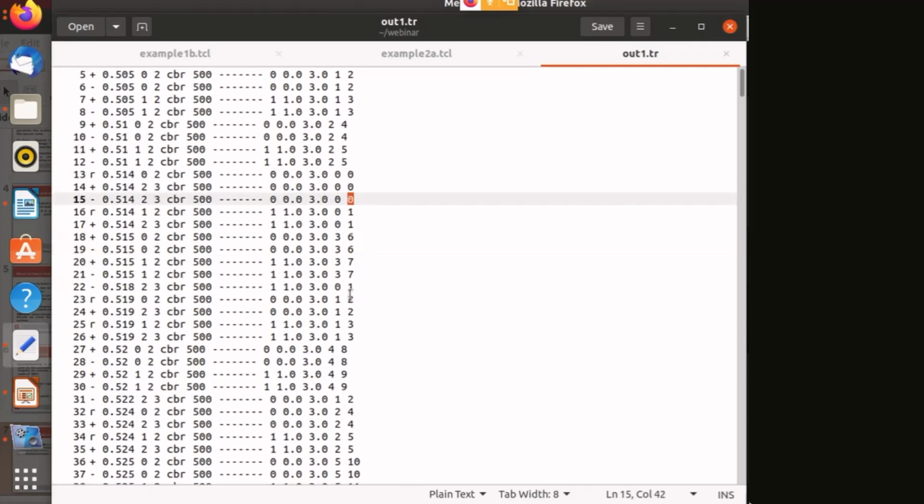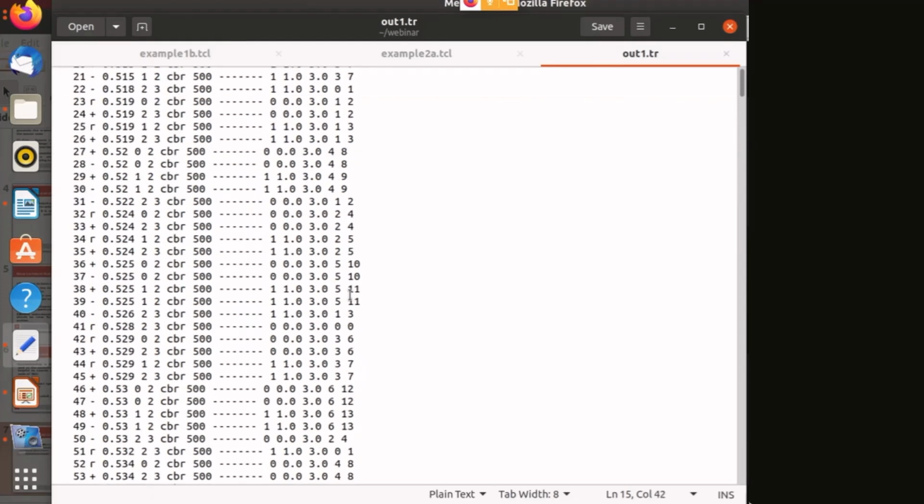Now see the node ID 0 again. Where it is written, I will scroll down. It is not here. Here. You can see it here. Node ID 0 is getting received at time 0.528. Means total delay is 28 millisecond from node 0 to node 3.